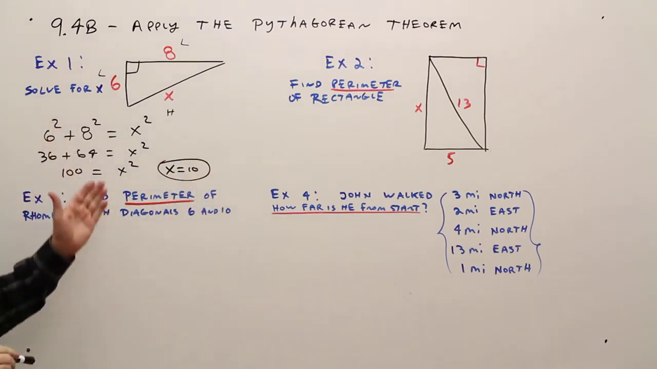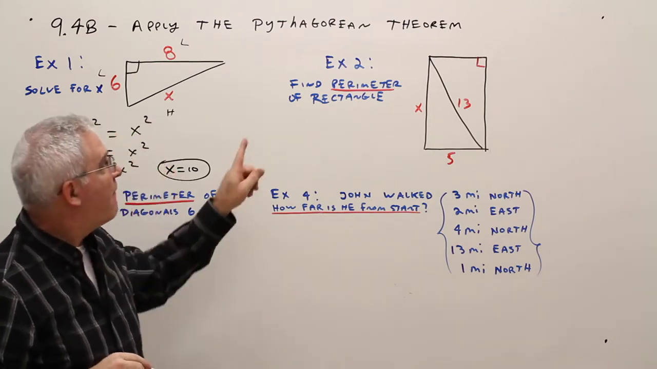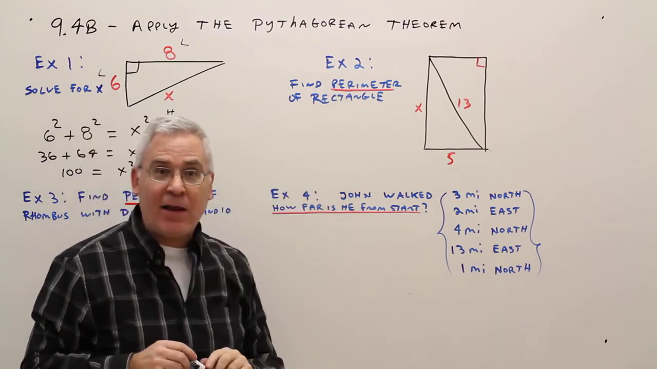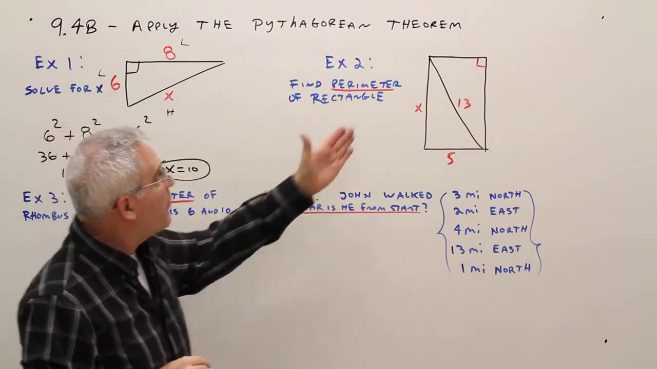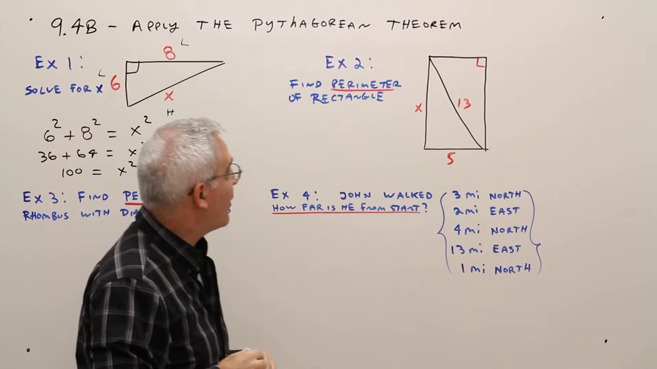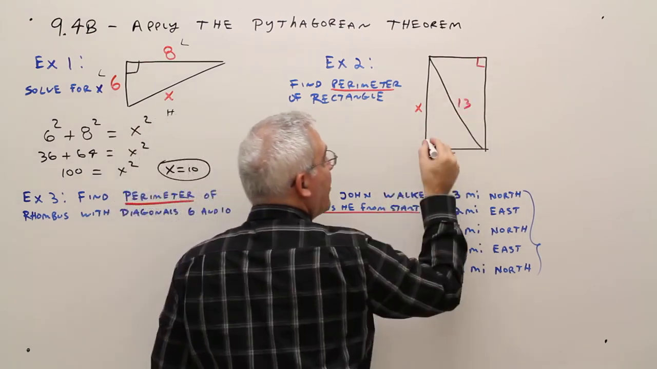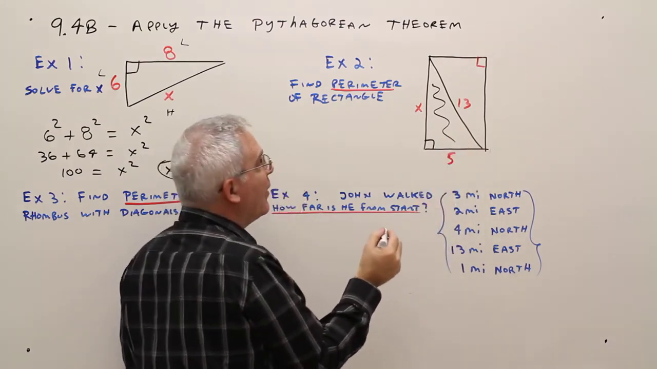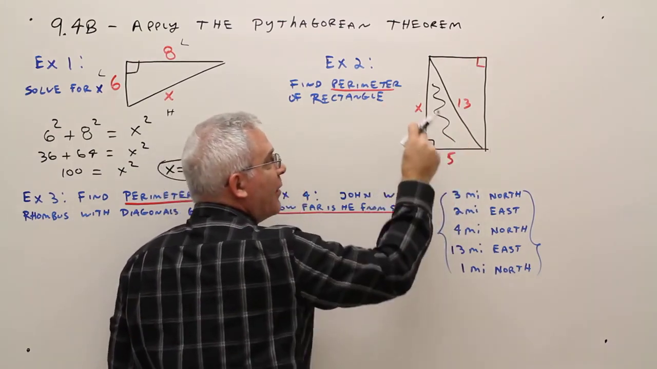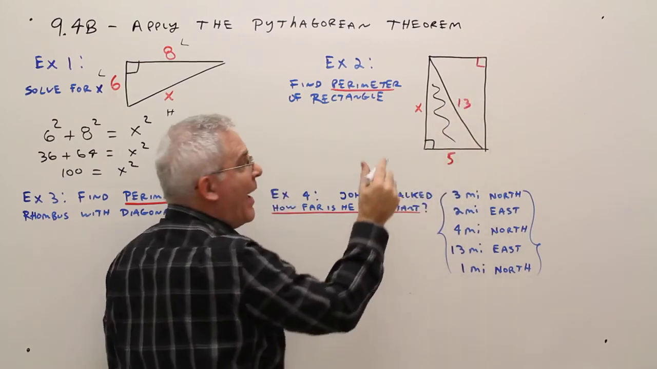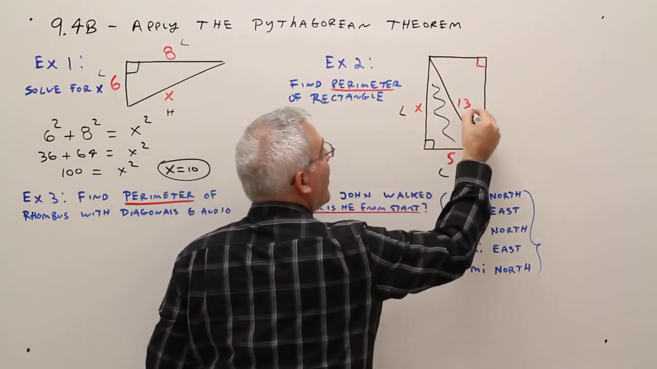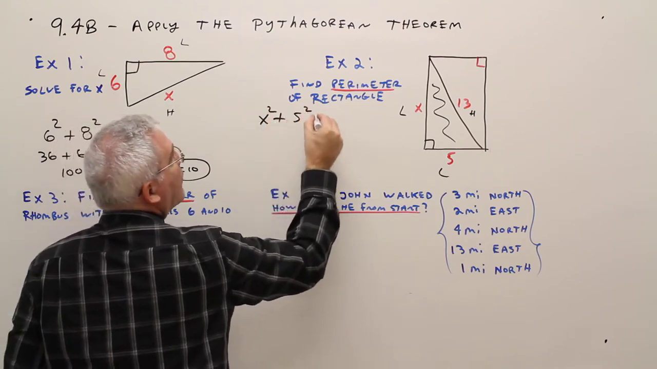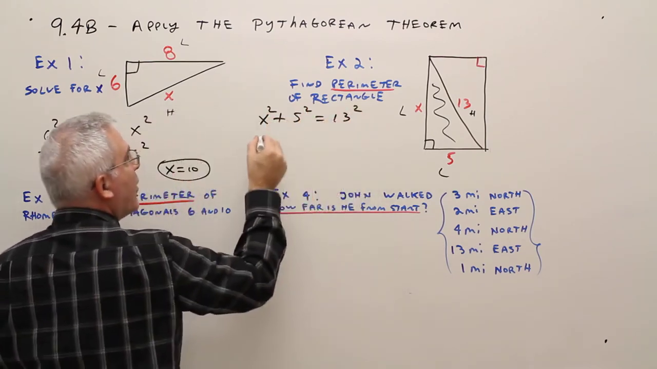Okay, pretty straightforward. Example 2, find the perimeter of the rectangle. Okay, so I'm underlining a keyword there. So notice I've got a diagonal of the rectangle. So this is a right angle also. I'll concern myself with this right triangle. So again, leg squared plus leg squared equals hypotenuse squared. Leg, leg, hypotenuse. So x squared plus 5 squared equals 13 squared.